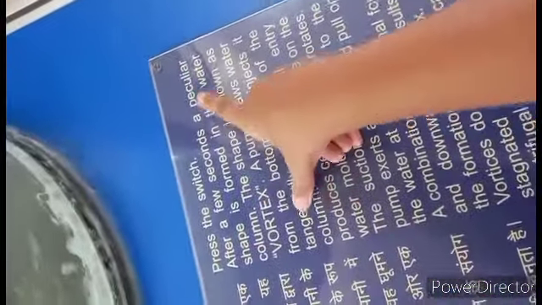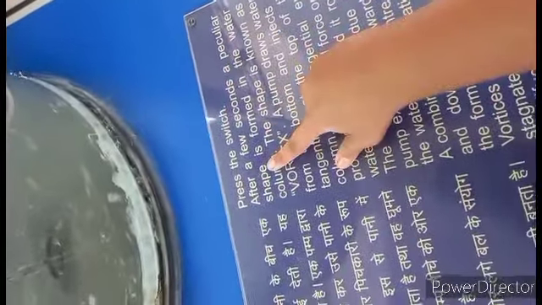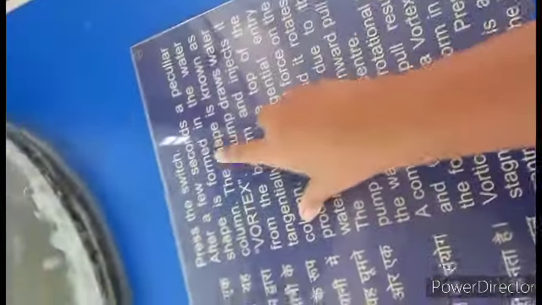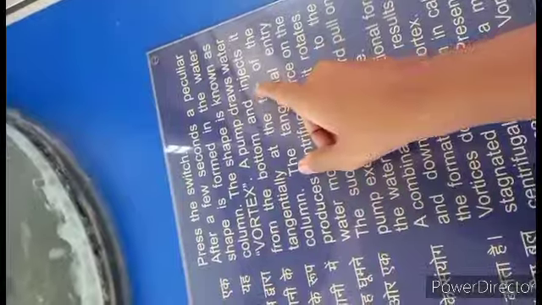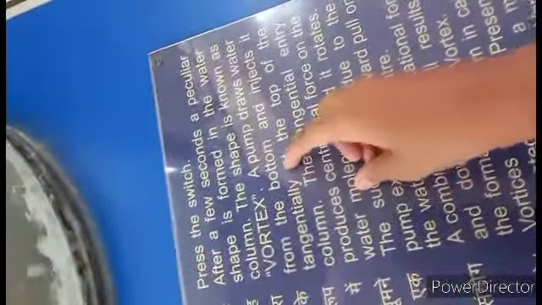So guys, this one is called Bhavan, and it's forming a water circulation. So we have to press the switch, which is already done. After a few seconds, a perpendicular shape is formed in the water column, like this one. The shape is known as a vortex. So a pump draws water from the bottom, this one, and injects it diagonally at the top of the column.